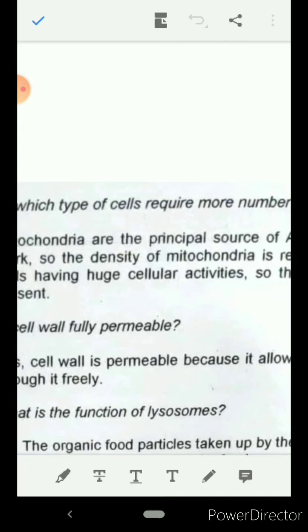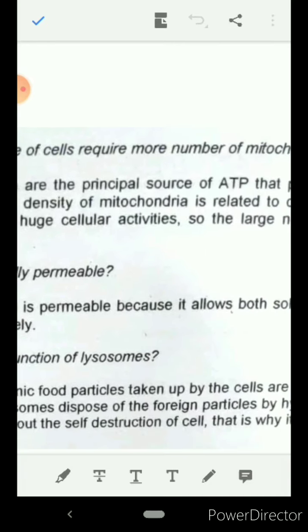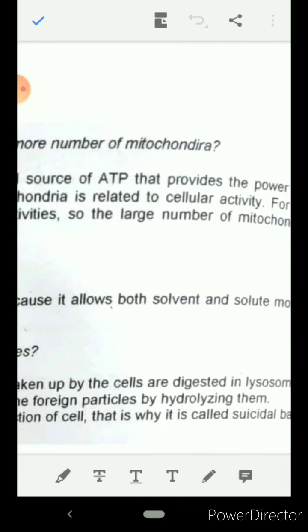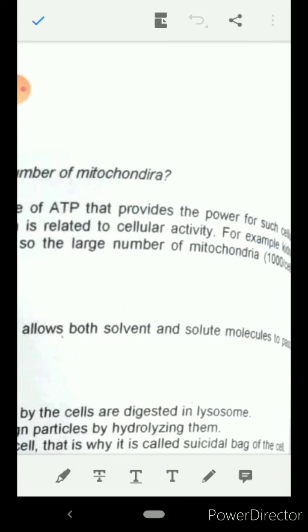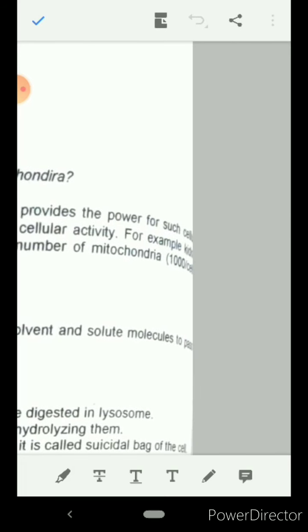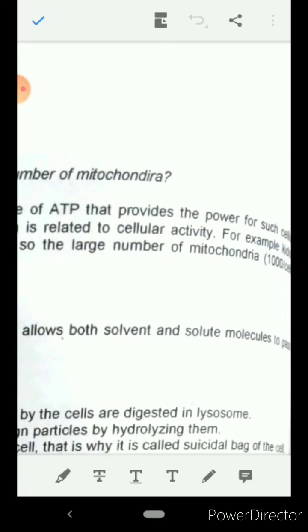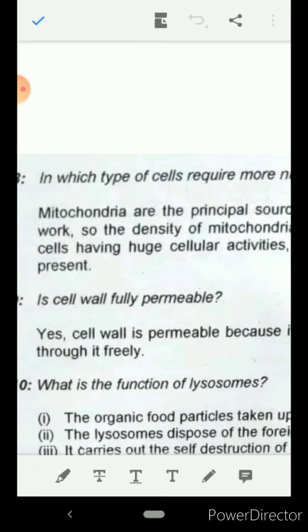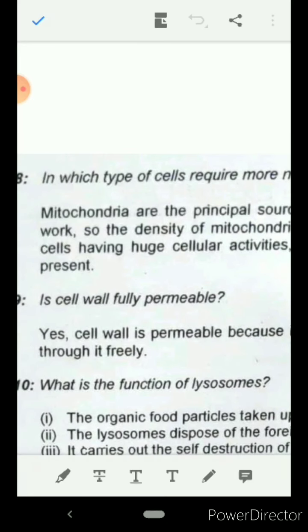Is cell wall fully permeable? Yes, the cell wall is permeable because it always allows both solvent and solute molecules to pass through it freely. And number 10, what is the function of lysosome?